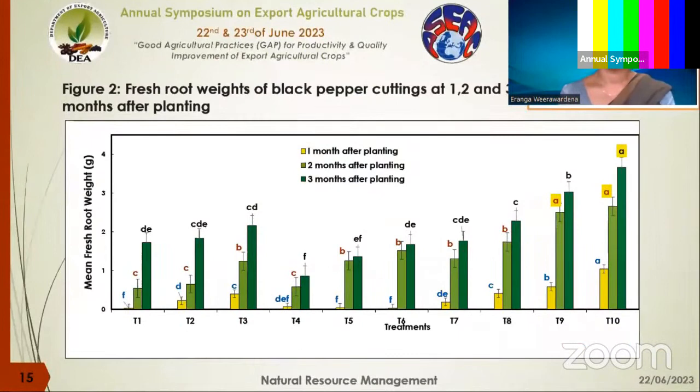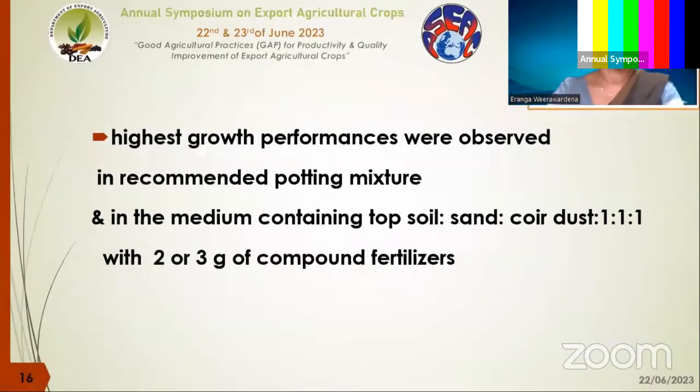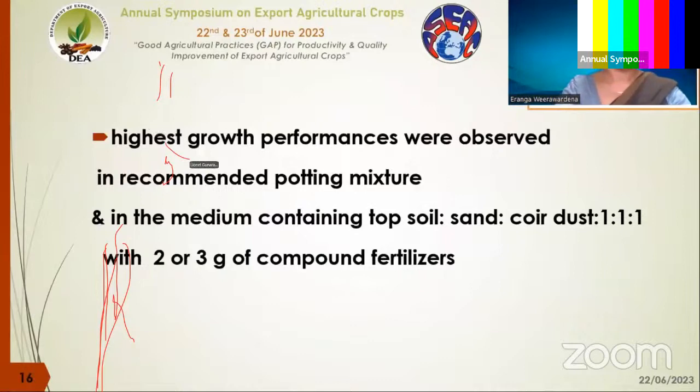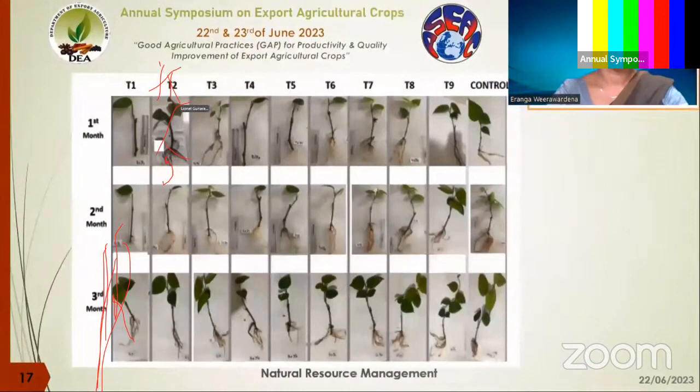Here you can see fresh root weights of black pepper cuttings. Here also, at 1 month after planting, there was no significant difference, but after 2 months, there were significantly higher fresh root weights in the recommended potting mixture and treatment 9, and after 3 months, in the recommended potting mixture. So according to this research, we can say that the highest growth performances were observed in the recommended potting mixture and also in the medium containing soil, sand and coir dust with 2 or 3 grams of the compound fertilizer. The picture also shows the differences in growth performances among treatments after 1 month and 3 months after planting.